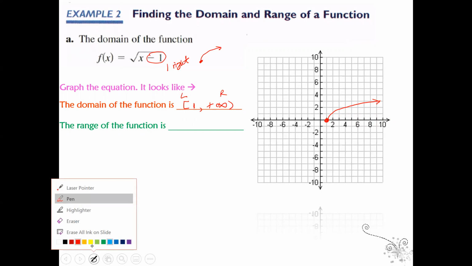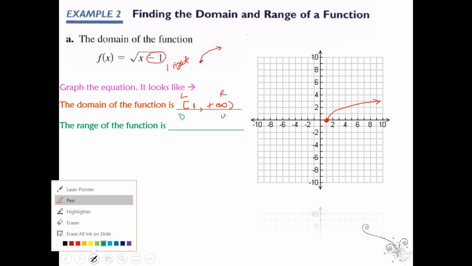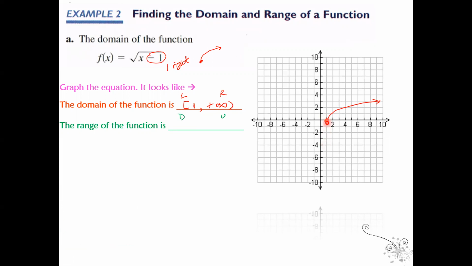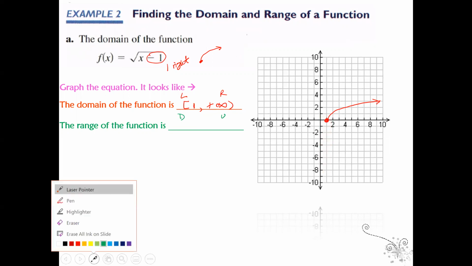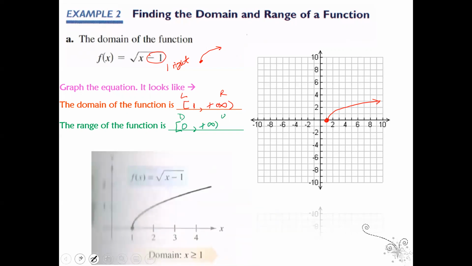Now the range of this is going to be up and down. Or actually, I should reverse that. So down and up. So how far down does my graph go with this? Well, if you look downward, it stops right here at 0. And it doesn't go any further. So bracket on 0. And then I look to see how far up this graph goes. Well, with the arrow, it's going to get higher and higher and higher. So it will be positive infinity with a parenthesis, like that.